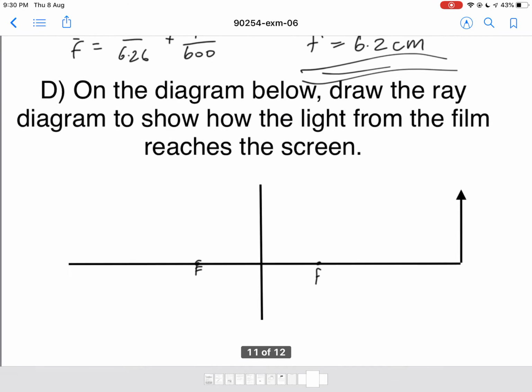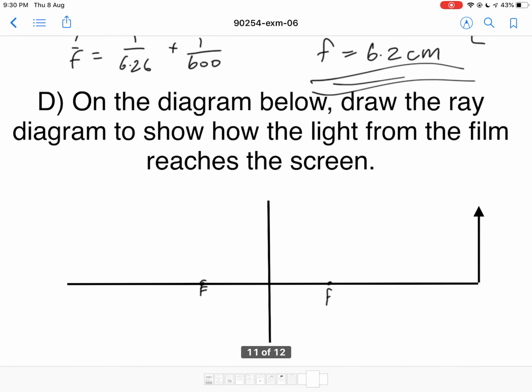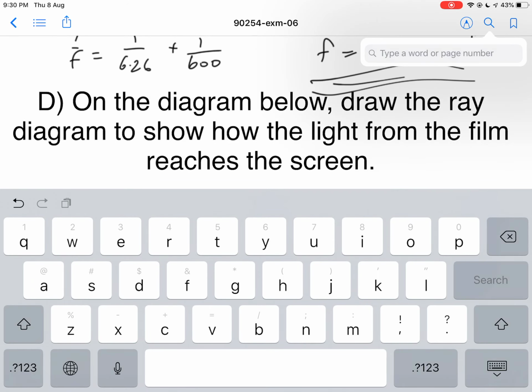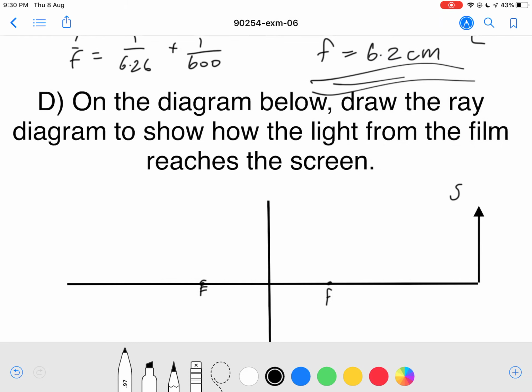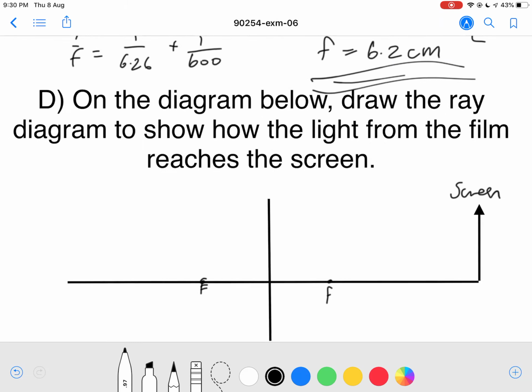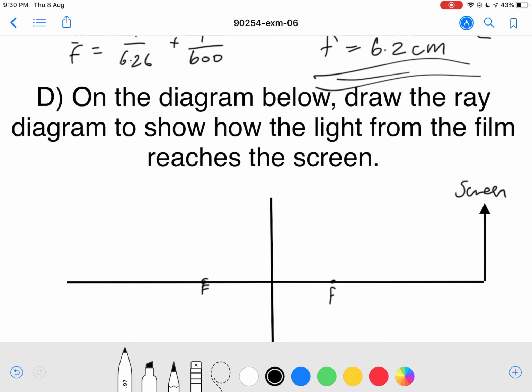Right, so on the diagram below, draw the ray diagram to show how the light from the film reaches the screen. So you should know that this area here is our screen, and our lens is represented by our vertical axis. Now we don't have our object, but we do have our image. So we're going to use the exact same three rules to find where our object is. Usually we go from the object to find the image, but this time all we're doing is reversing the process, going from an image back to the object.